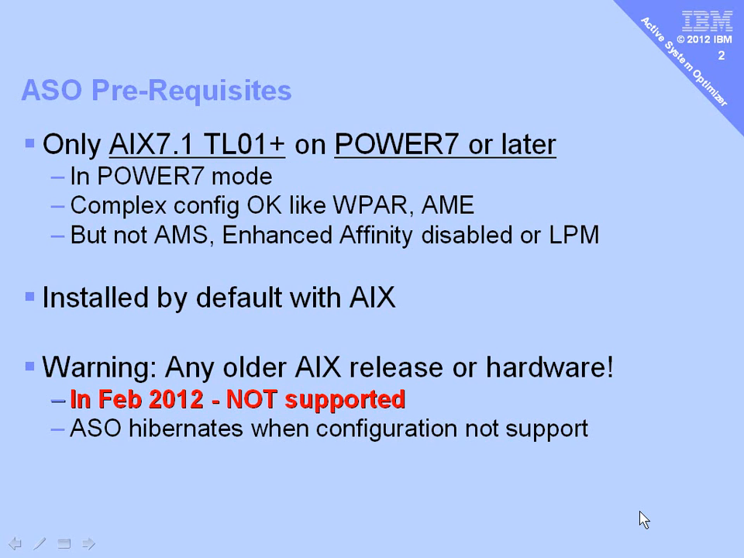Well, first of all, we have to be at AIX 7, TL1 or above. Don't forget those service packs. And we need to be running Power 7 in Power 7 mode. Some complicated things are allowed, like workload partitions and active memory expansion, but there are a few things that are not allowed if you want ASO to work.